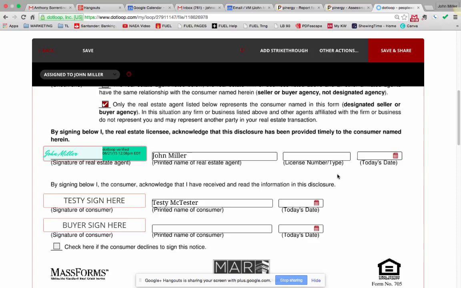And where do their signatures go, in the same spot or below? Right here. Signature of consumer. Here and here. And their name, and the date already gets plugged in here on the side. See the date right here?